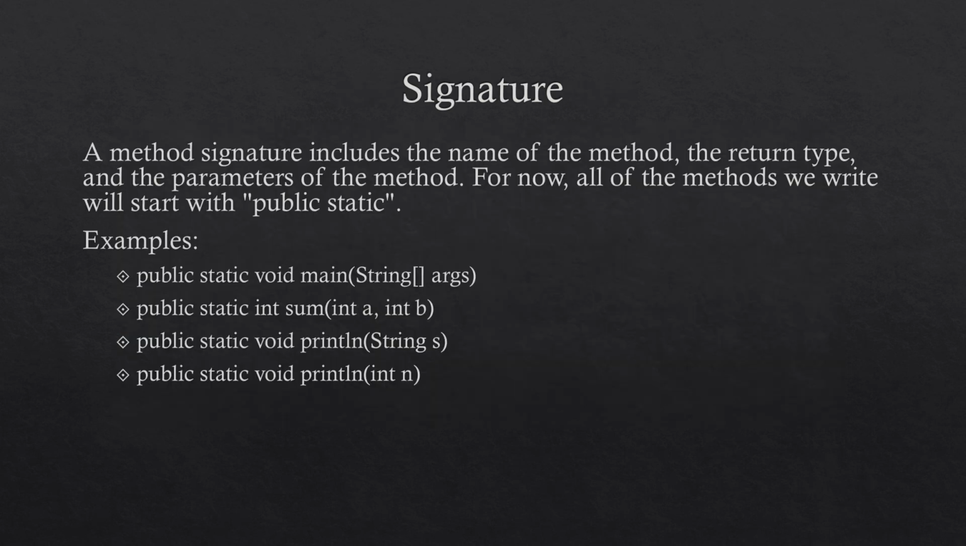So the signature. A method signature includes the name of the method, the return type, and the parameters of the method. For now, all the methods we write will start with public static. So here are some examples of method signatures.